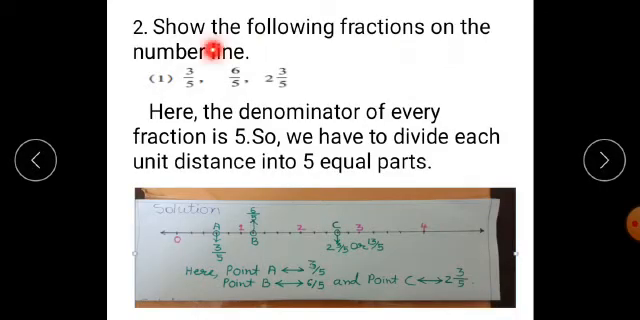Second question, show the following fractions on the number line. Fractions are 3 upon 5, 6 upon 5, 2 integer 3 upon 5. Here, the denominator of every fraction is 5. So, we have to divide each unit distance into 5 equal parts.